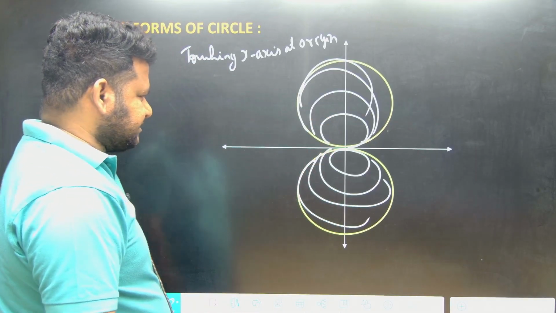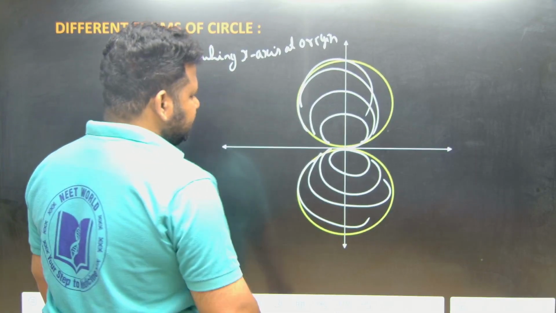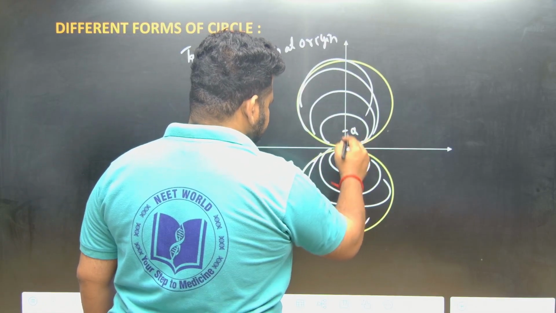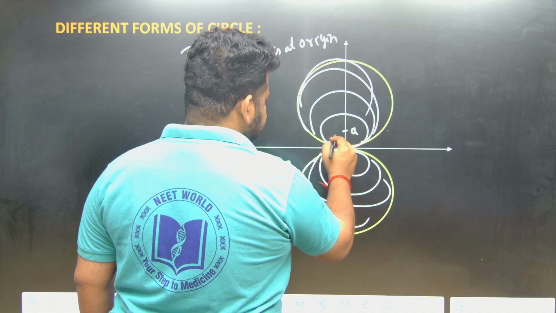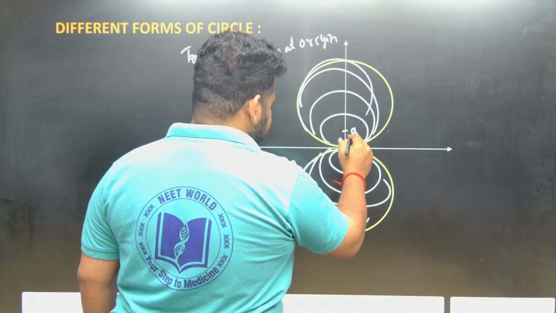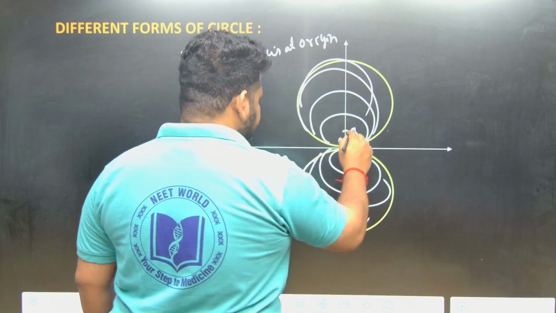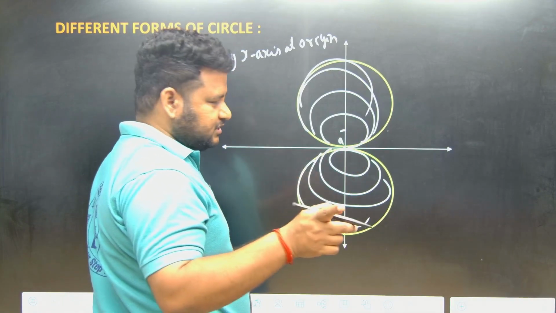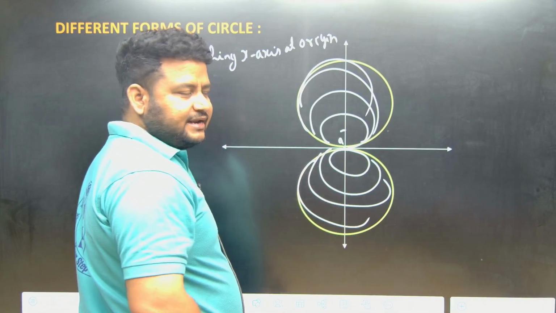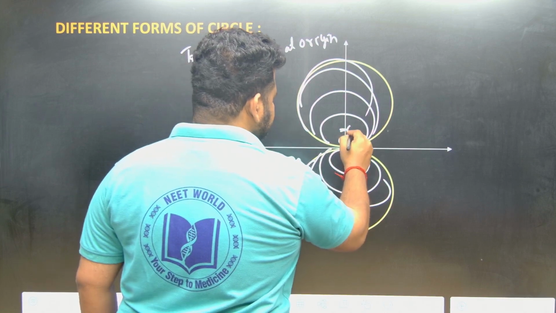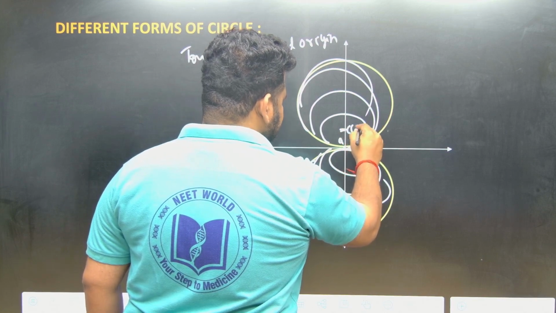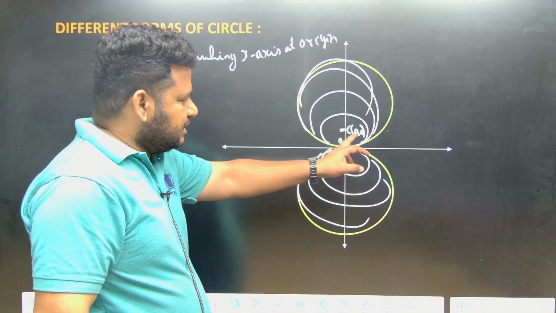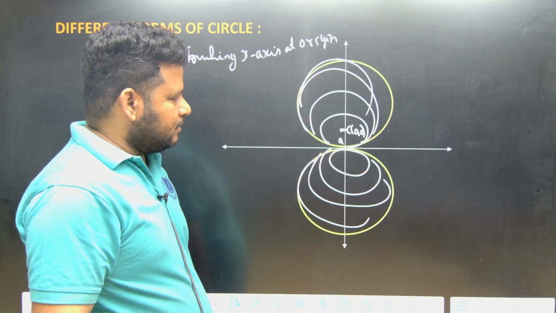Since it is touching the x axis at the origin, what will happen? Suppose the radius is a. So what will the center be? Find the equation of the circle which is touching the x axis at the origin and having the radius a. The coordinates of the center will be 0 comma a, because the x coordinate of the center will be 0, and there will be only the y coordinate, which is nothing but a.